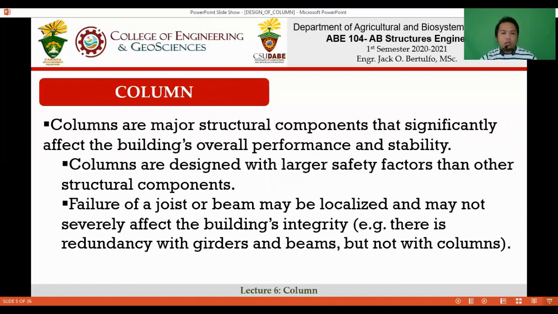Short and long. Columns are major structural components that significantly affect the building's overall performance and stability. Columns are designed with larger safety factor than other structural components. Failure of a joist or beam may be localized and may not severely affect the building's integrity. For example, there is a redundancy with girders and beams, but not with columns. So it is the most important structural member because all the loads are being transferred or gi-carry niya tanan. Gikan sa roof to floor, gi-carry niya ang load.